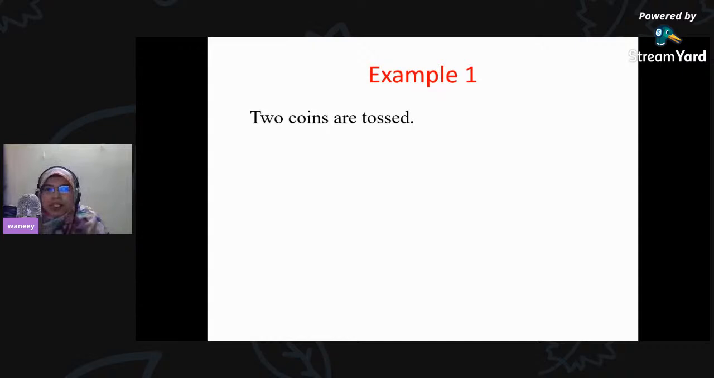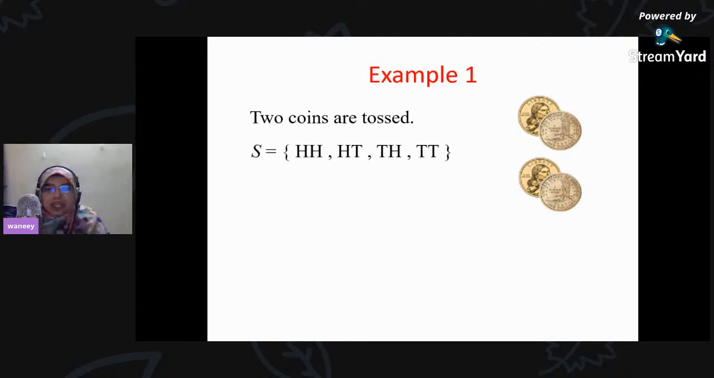Example 1. 2 coins are tossed. So those are the 2 coins. We have the head and the tail. So this is our sample space. We might get a head for the first coin and another head for the second coin, or a head for the first coin, a tail for the second coin, a tail for the first coin, a head for the second coin, or both tails for the first and the second coin. So those are our sample space. That is the list of all possible outcomes that we might get when we toss 2 coins.